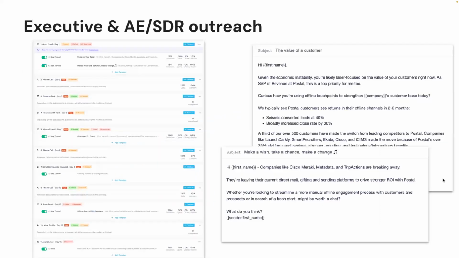And then another tactic that we typically run here at Postal is having extensive AE and SDR outreach. So here's a picture of our outreach campaign. We had several days, several different touches between emails, phone calls, LinkedIn requests, LinkedIn comments, and all of the messaging really remained consistent between this and the display ads and the direct mail. So it all referenced our value, our ROI, our pricing structure, since these were the main themes of the campaign.